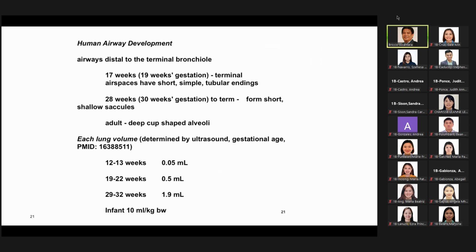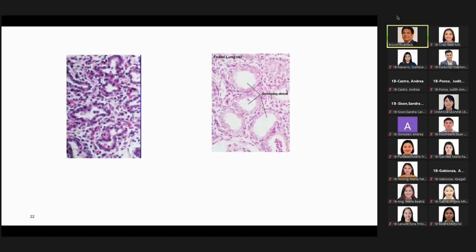The lung volume. At 12 to 13 weeks, it will be about 0.05 cc per kilogram body weight. Then at 29 to 32 weeks, 1.9. And during infancy, newborn, you have 10 milliliters per kilogram body weight. Okay. So if you look at these two illustrations, you will see your pseudoglandular phase, and then you now have the fetal phase here. There you have the developing alveoli, so that would be your alveolar phase.